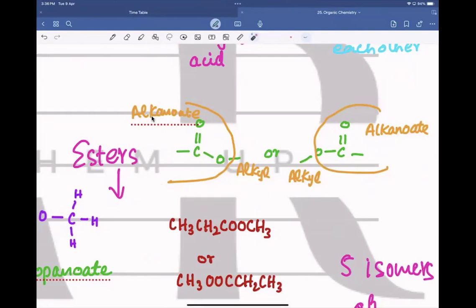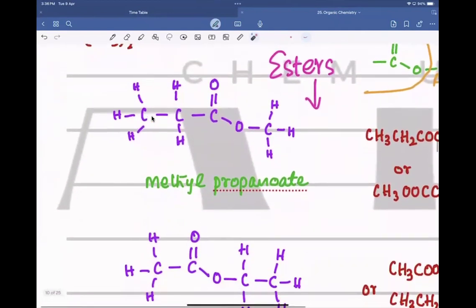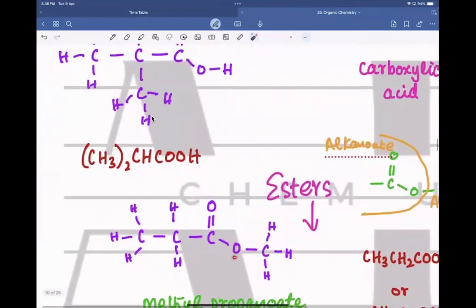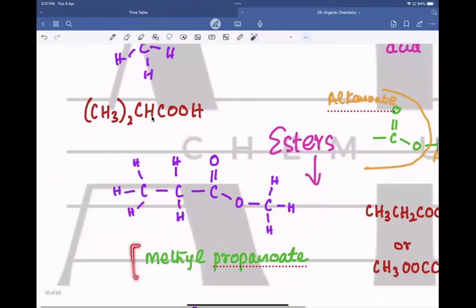Okay. Now, if you look over here, O with the C double bond O and this thing, this becomes alkanoate. So how many carbons does it have? 3 carbons, which makes it propanoate. And this one is alkyl with 1 carbon. So that's why the name becomes methyl propanoate. Is this understandable? Yes, sir.